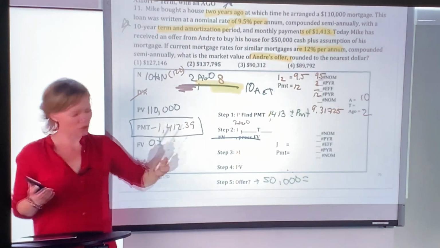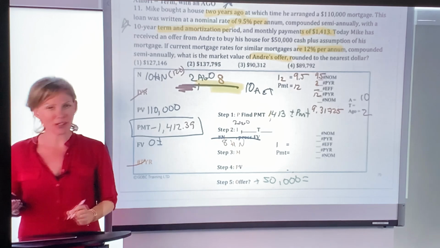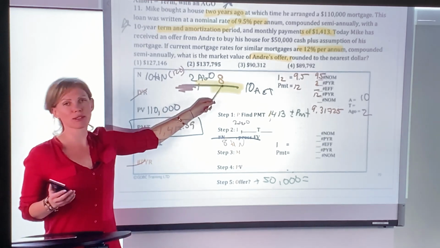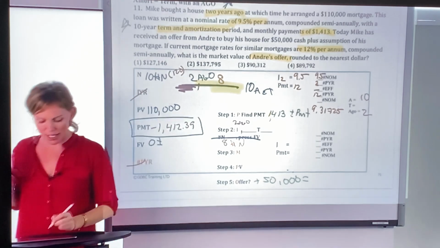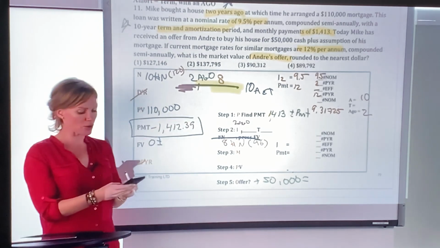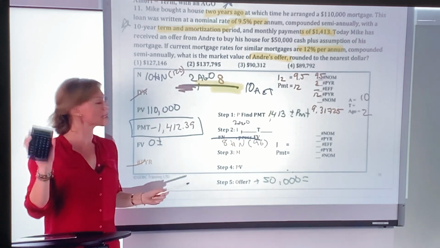So what are you going to do in step number 2? You're just going to do 8 shift N, and then you stop. Because with the ago, you don't press the future value. We're not looking for the outstanding balance. We're just looking to see what's left for us. So when you do 8 shift N, it will come up as 96 months. So let's do it together. Do 8 shift N, and it will come up as 96 months, and you stop.